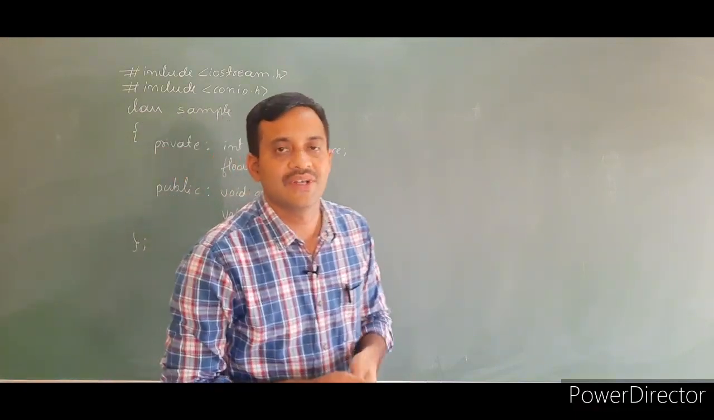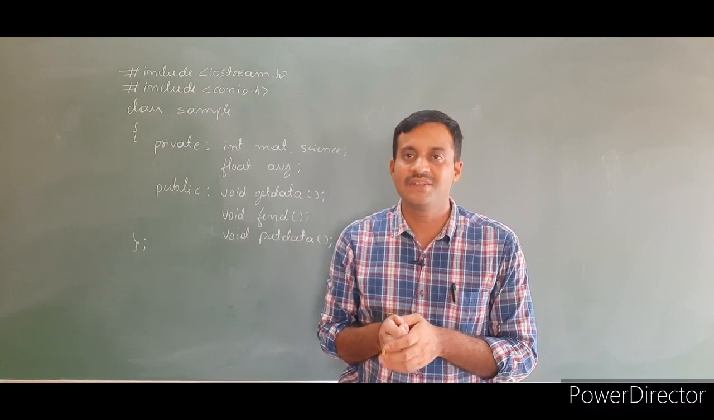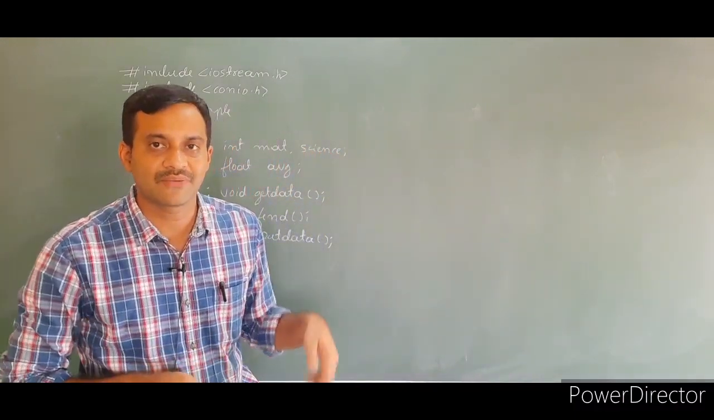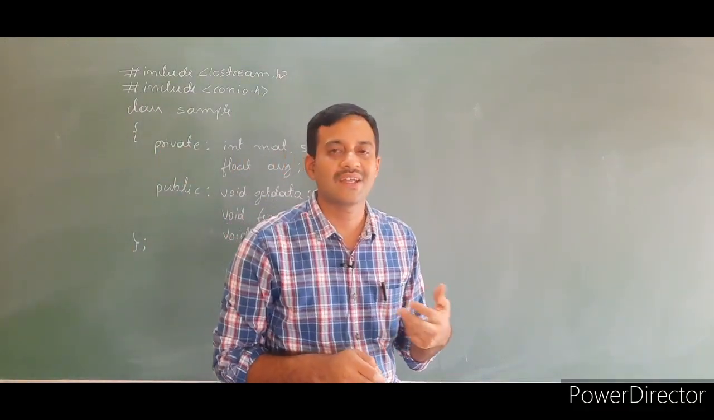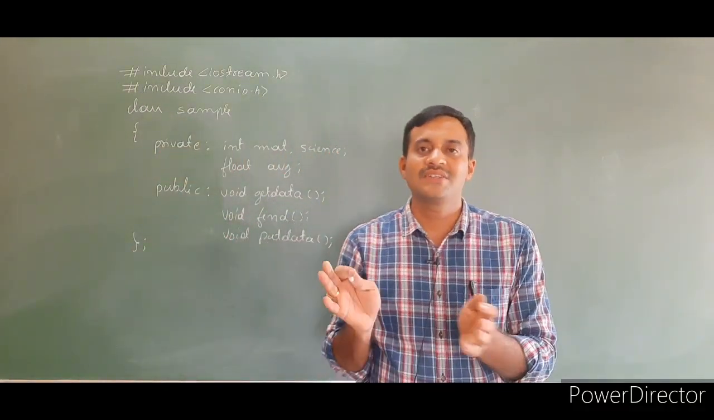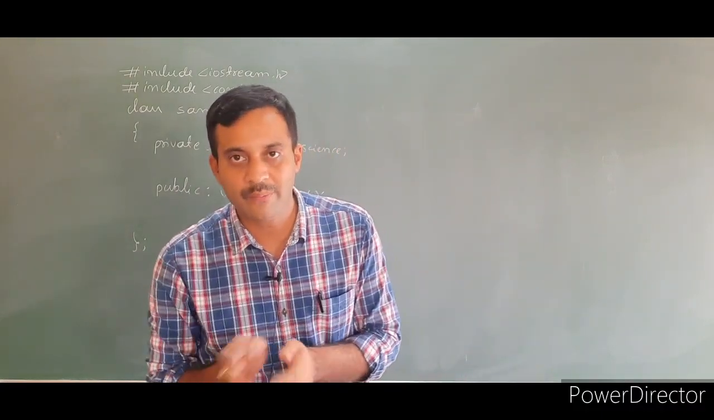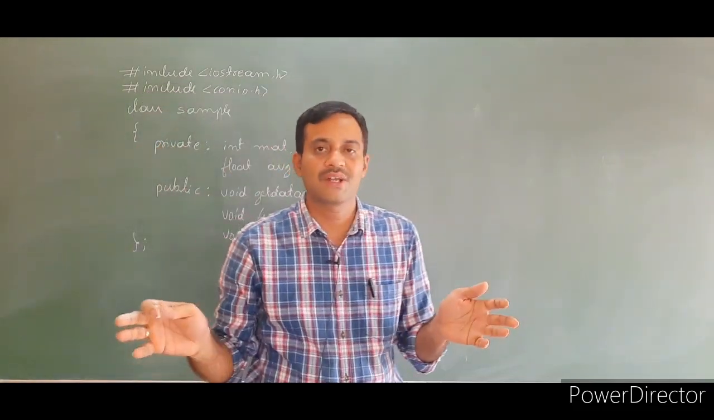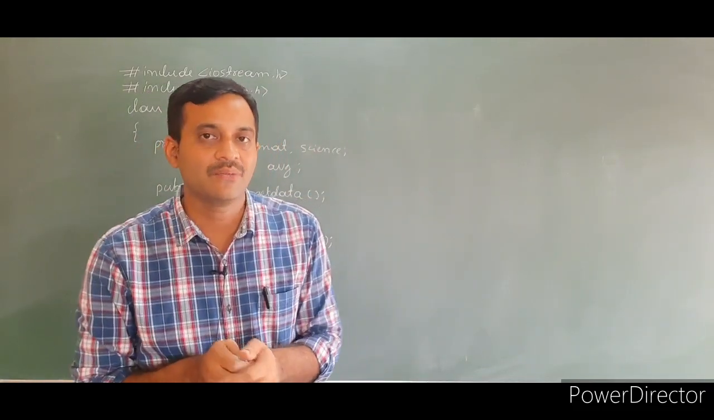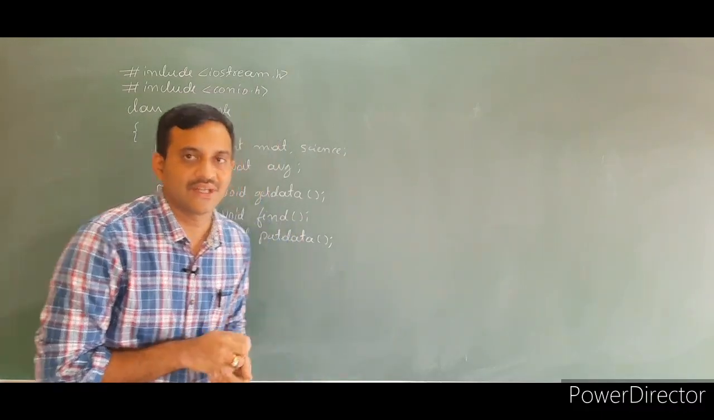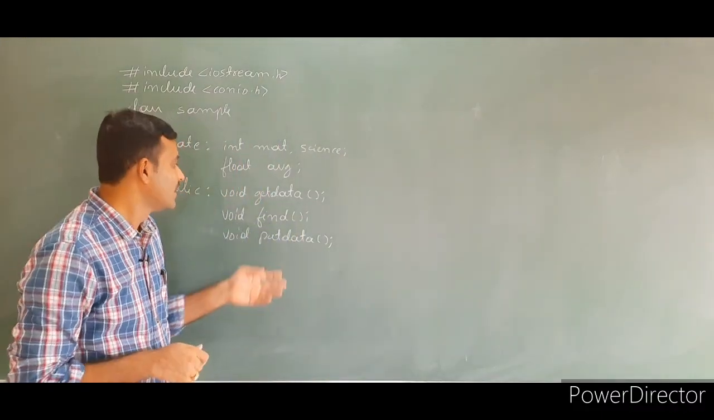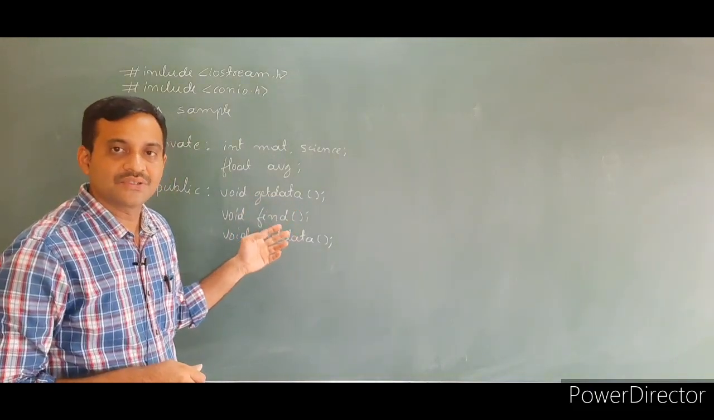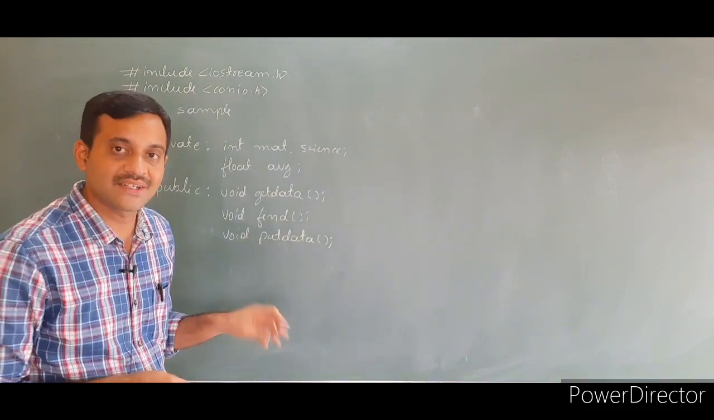In the last video, we discussed how to define a function. There are two methods to define a function. The first one is inside the class definition. The second one is outside the class definition. If the functions are compact, we define them inside the class. If the functions have a large number of statements, if it is complex, then we define outside the class definition. But in this program, we only declare getdata, find, putdata inside the class, so we must define them outside the class definition.